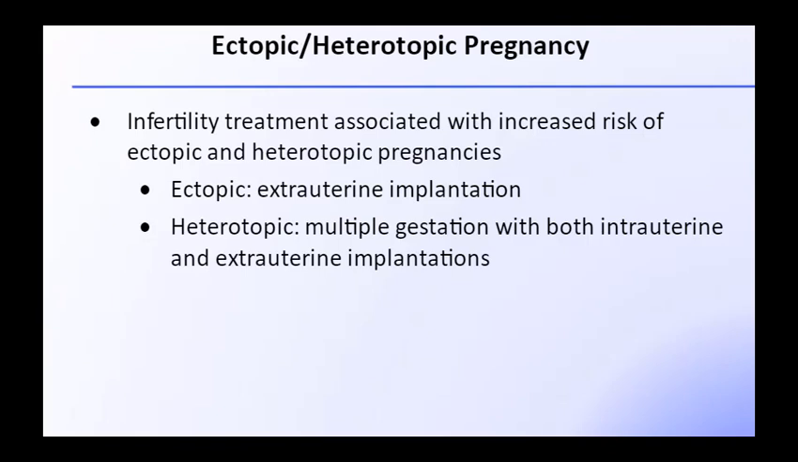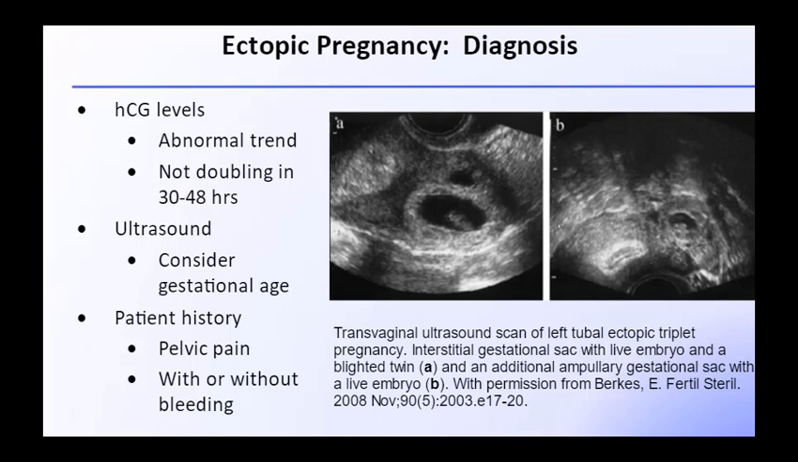Ectopic implantations typically occur in the fallopian tube, but may be in any extrauterine location. Heterotopic pregnancy refers to a multiple gestation with both an intrauterine implantation and an abnormal implantation. Diagnosis of an ectopic pregnancy requires consideration of a patient's history, including her gestational age, findings on pelvic ultrasound, and trends in HCG levels. As noted earlier, abnormal HCG levels can indicate an ectopic or abnormal intrauterine pregnancy and should be followed approximately every 48 hours to assist in clinical diagnosis.